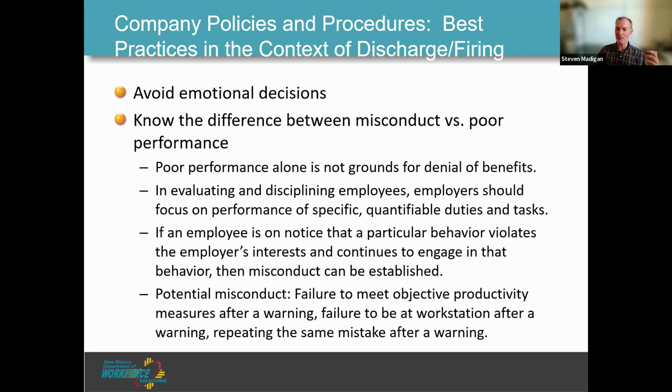If an employee is on notice that a particular behavior violates the employer's interests and they continue to engage in that behavior, then misconduct can be established. So it's something they've been made aware of is a problem and they continue to do it, that is considered misconduct. And then potential misconduct: an employee's failure to meet any objective productivity measures after a warning, failure to be at a workstation after a warning, repeating the same mistake after a warning. And again, it says potential because there could be extenuating circumstances to any one of those, which would be part of our investigation. So we would review that prior to making a determination.